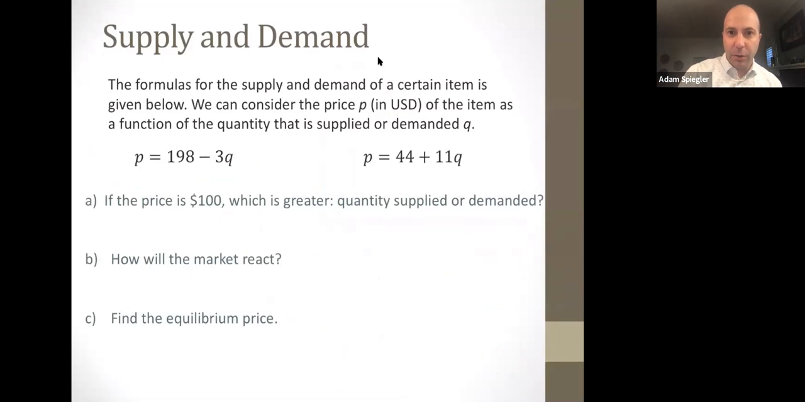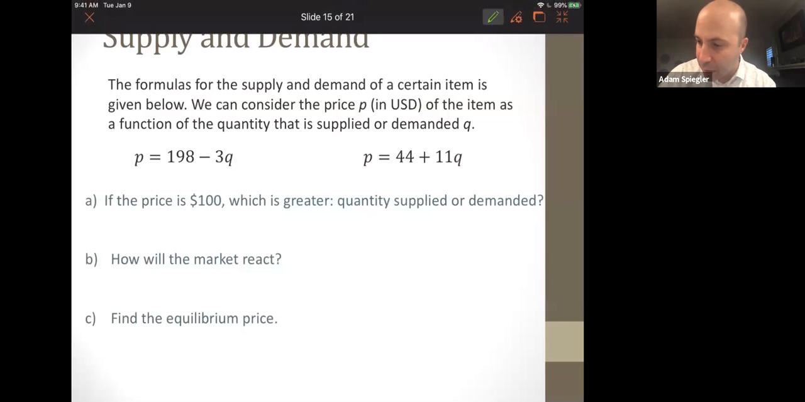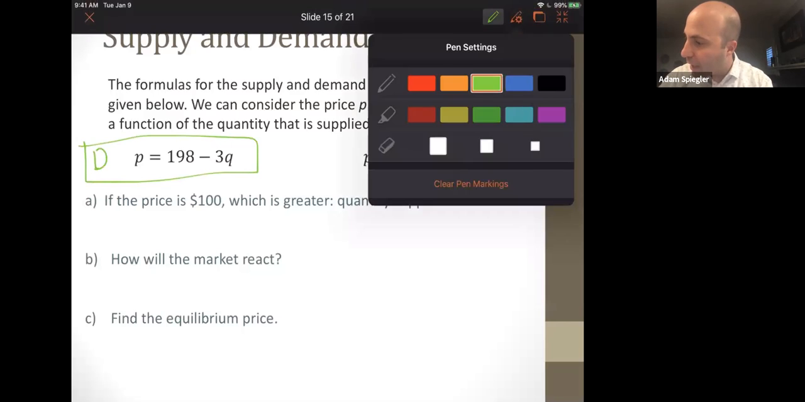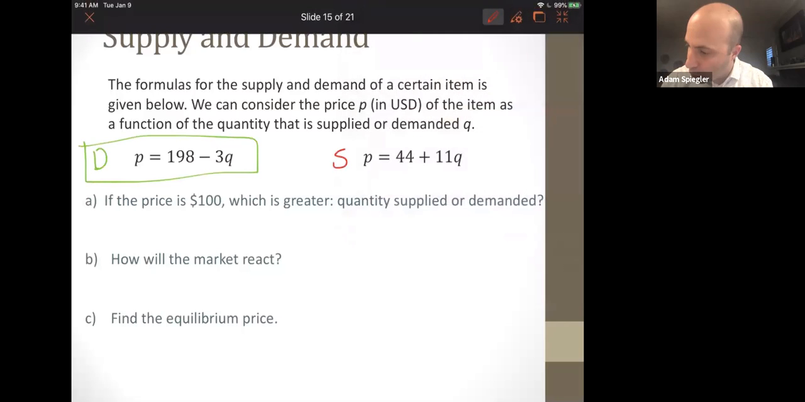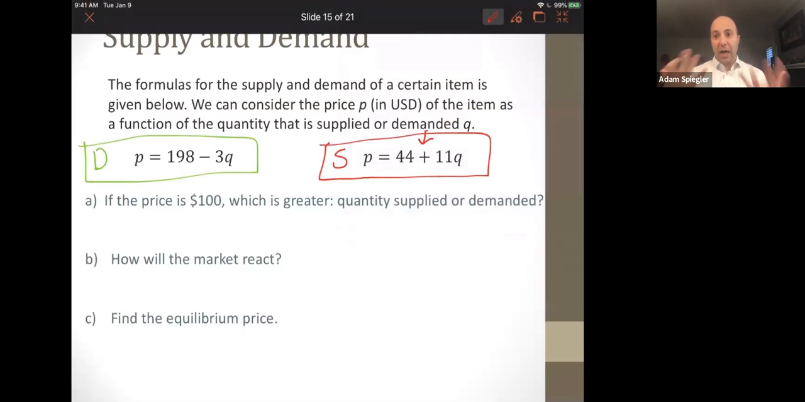Last example to take a look at. So we've talked about the demand, and now we've got the supply included in here. So here's the demand that we were looking at before, and now we've got a formula for the supply over here. And notice, for the supply, the slope is positive because higher price means more incentive for producers to produce more.